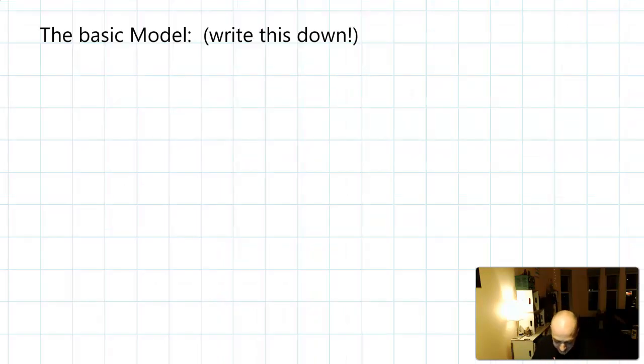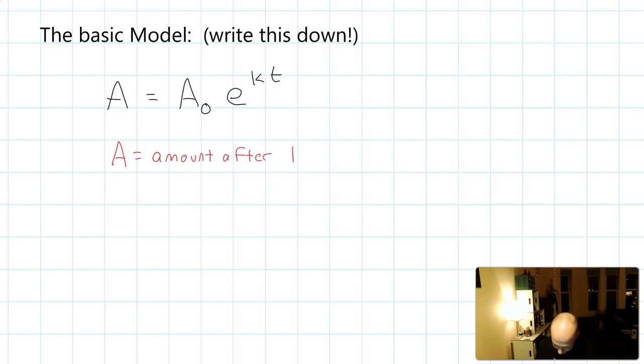The basic exponential growth and decay model looks like this: A equals A naught e to the kt. What are the pieces here? A is the amount after time t. A naught is the initial amount.